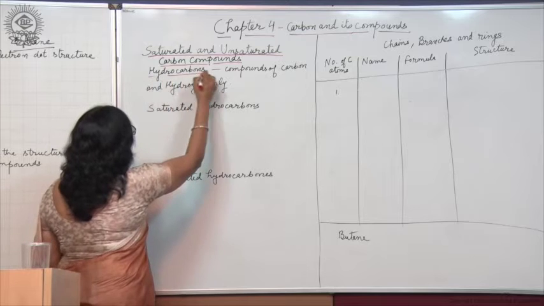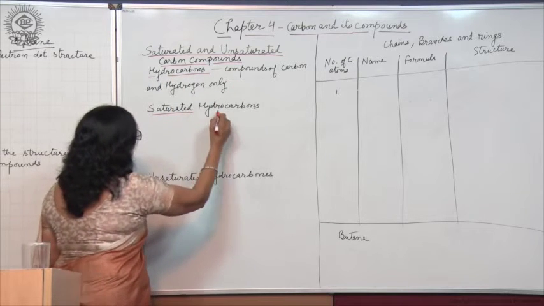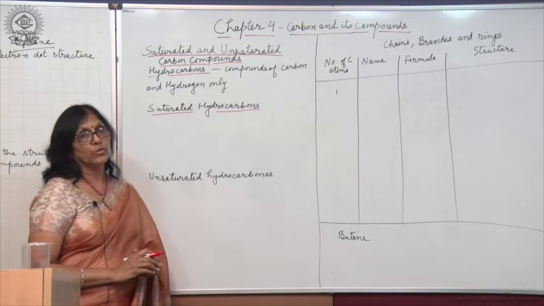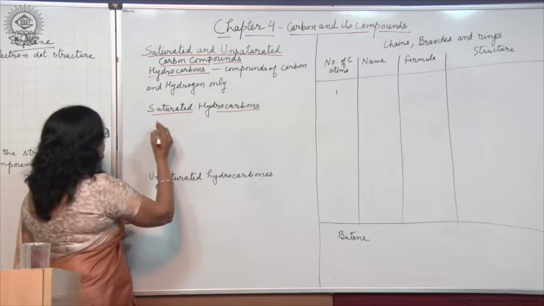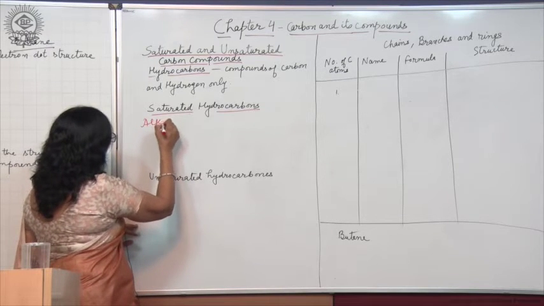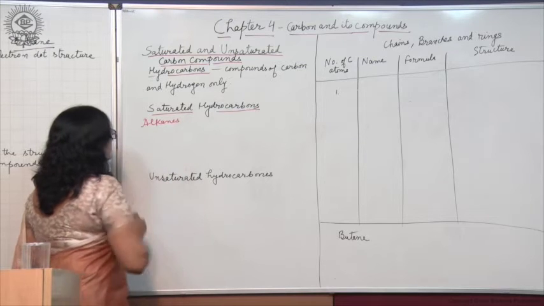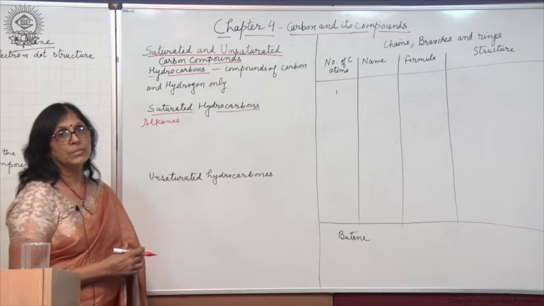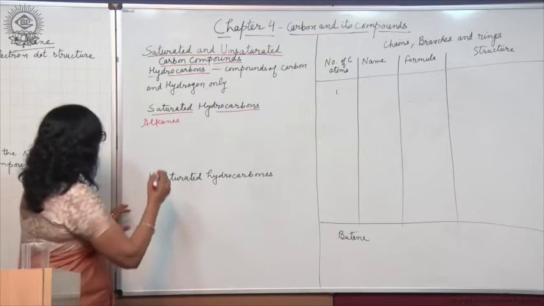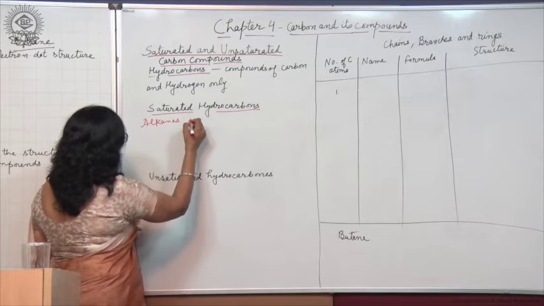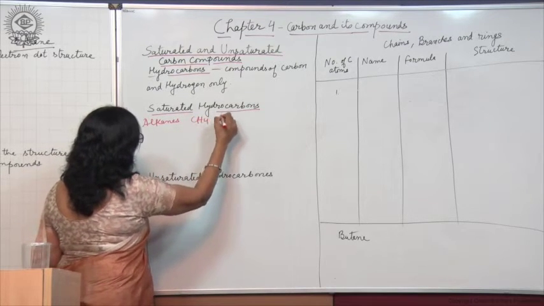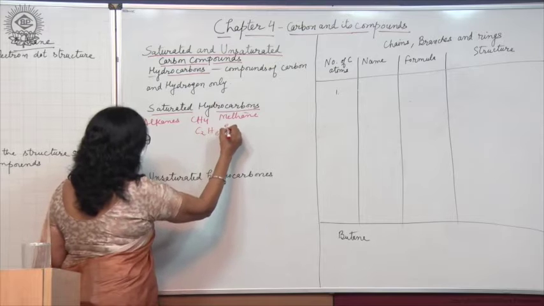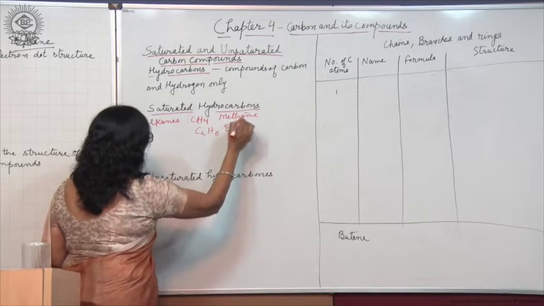As I have told you about hydrocarbons, now saturated hydrocarbons, you also know, are the compounds in which carbon atoms are linked only by single covalent bonds, and saturated hydrocarbons are called alkanes. Methane, ethane, propane, in which carbon atoms are linked with single covalent bonds, like methane, CH4, ethane, C2H6.